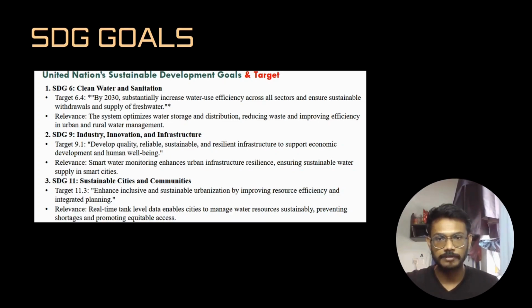The next SDG is SDG 9, industry, innovation and infrastructure. The relevance is that smart water monitoring in our project enhances urban infrastructure resilience, ensuring sustainable water supply in smart cities. The last SDG is SDG 11, sustainable cities and communities. The relevance is that real-time tank level data enables cities to manage water resources sustainably, preventing shortages and promoting equitable access.